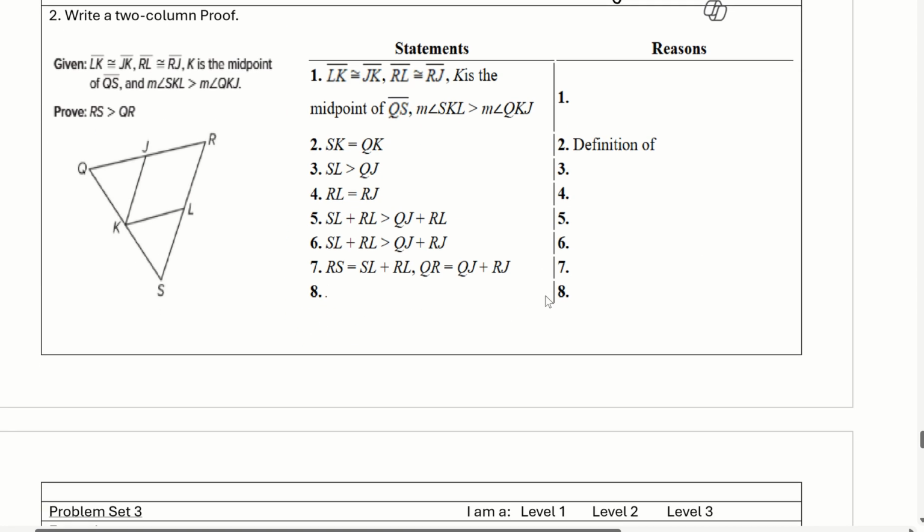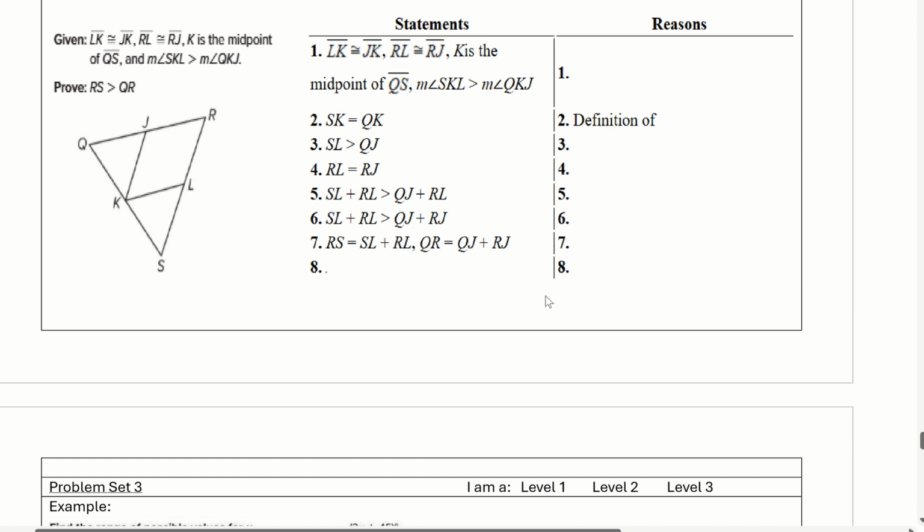All right, let's look at the next one. It looks like they wrote down the given statements. This all comes from here, so the reason is that it's been given. Now they said that K is the midpoint, which means that QK has to be equal to KS. And that's by definition of midpoint, because that's what it means to be the midpoint.